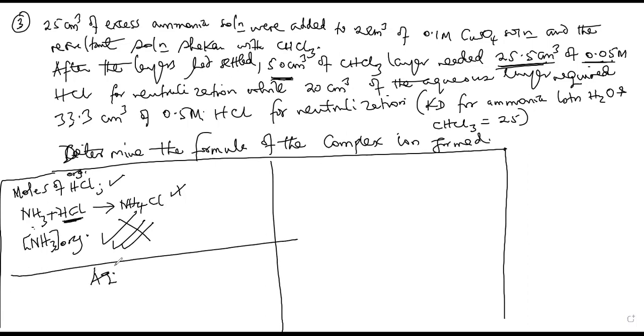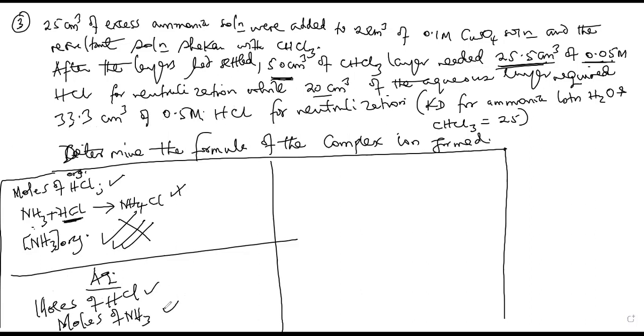Without stopping, because this question, they have not said first calculate this or this. No, you are going to go straight up to the value of n. So for the case of aqueous layer, they have told you that 20 cubic centimeters of the aqueous layer required 33 cubic centimeters of 0.5 molar hydrochloric acid. So first get moles of hydrochloric acid also here. So get moles of HCl. After getting moles of HCl by mole ratio, they will be the same as moles of ammonia.